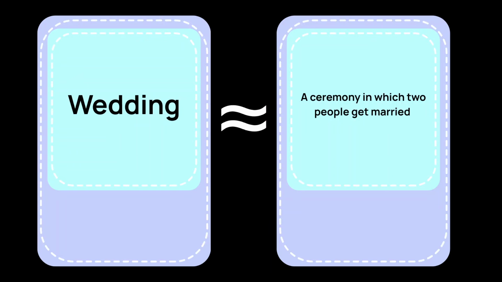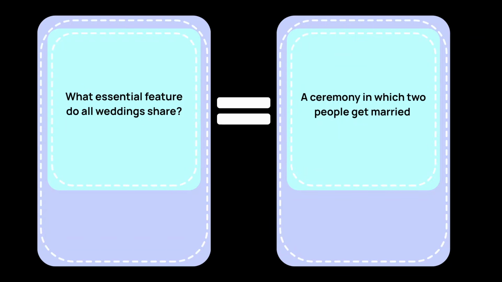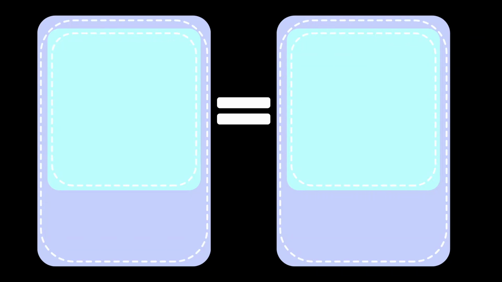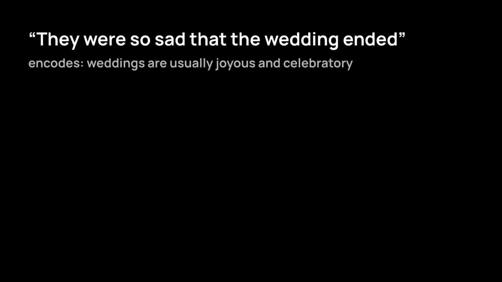A more accurate version of this flashcard wouldn't be wedding equals a ceremony in which two people get married. It would be what essential feature do all weddings share equals a ceremony in which two people get married. That's a much more honest way to look at what the flashcard is actually solving. We could drill a different question, like what is the general emotional atmosphere of a wedding, and put joyful and celebratory on the other side. And for a sentence like, they were so sad that the wedding had ended, that answer is actually more helpful at understanding the message of that sentence than the answer to the definition question was.